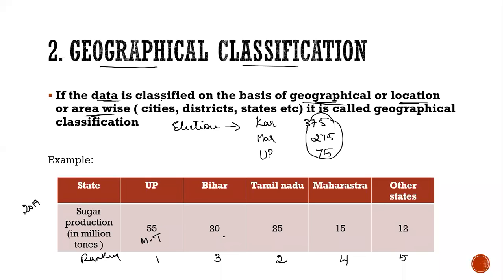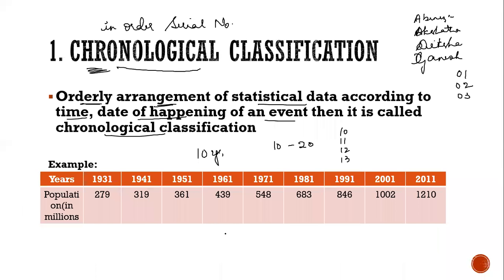In geographical classification, you focus on a particular geography, that can be area wise, state wise, district wise, any of them. Now, what is chronological classification? If I go back, don't forget what chronological classification is. It is nothing but you orderly arrange the statistical data according to time.